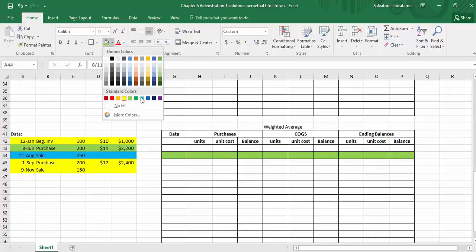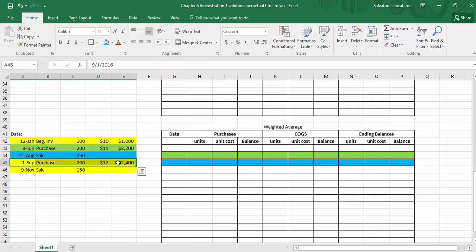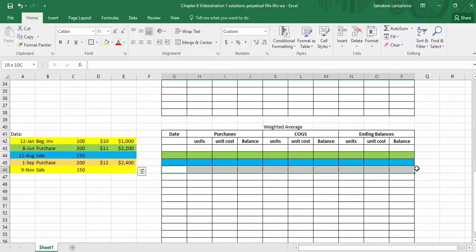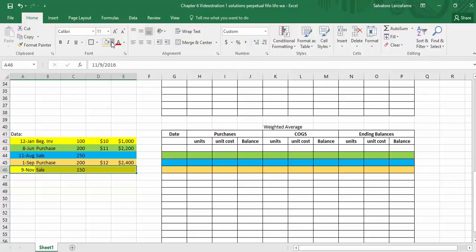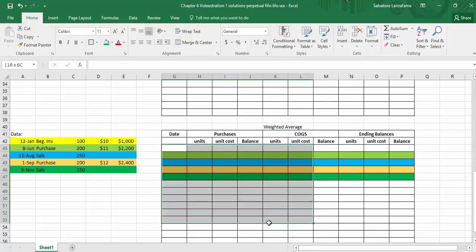We're going to go blue. This one will be blue. And make this one that boring kind of color. And then this last one, we'll make it a dark green. And the first row is good old yellow.